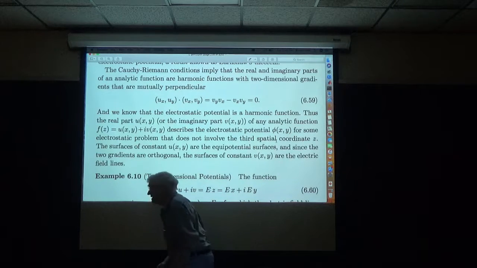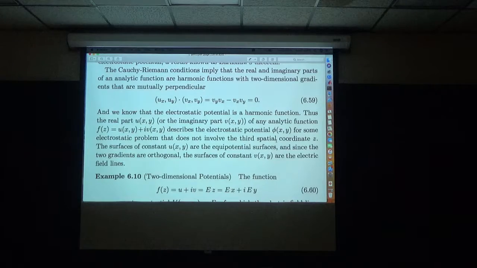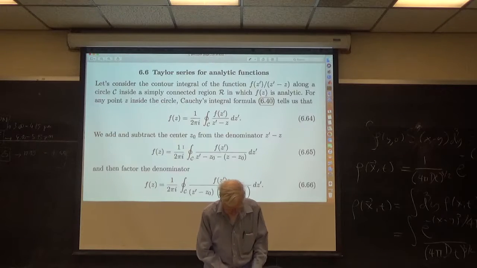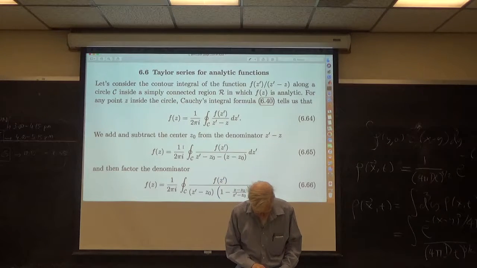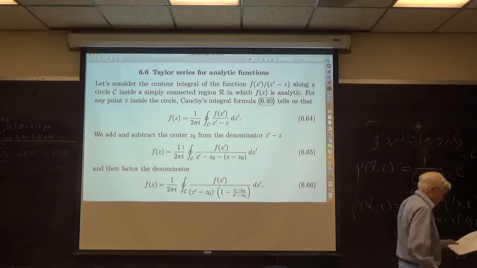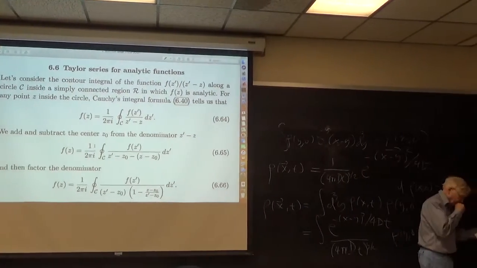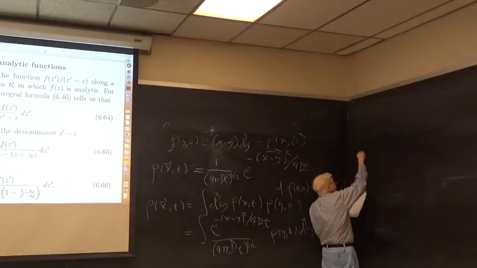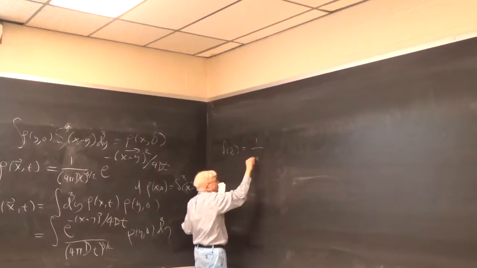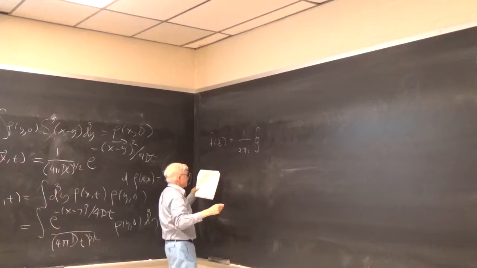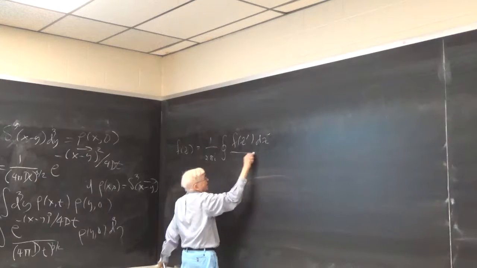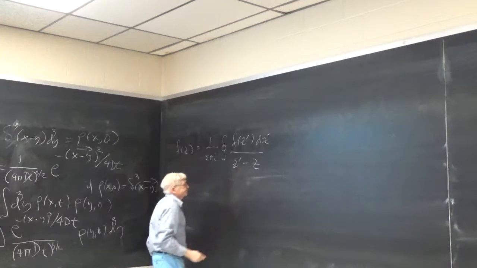So maybe, since these are important topics covered for the first time, I'll try to explain these on the blackboard. And once again, the amazing thing is how many things in complex variable theory follow quite simply from Cauchy's theorems. So we can write an analytic function using Cauchy's integral formula as 1 over 2 pi i, integral f of z prime dz prime over z prime minus z.